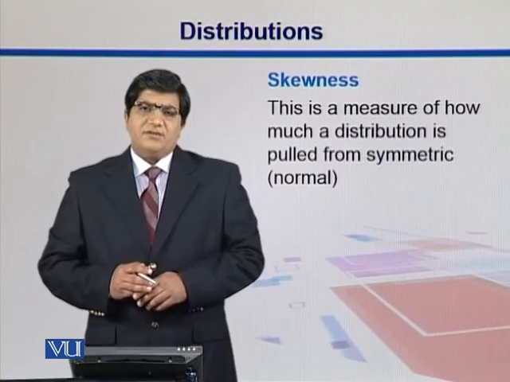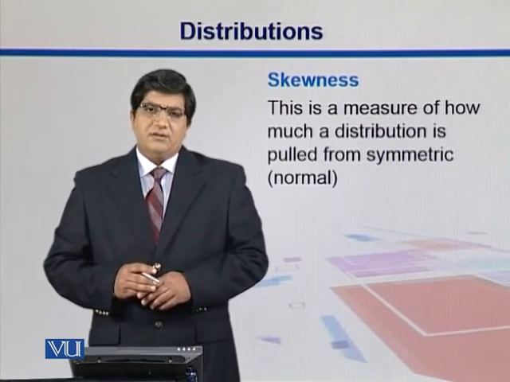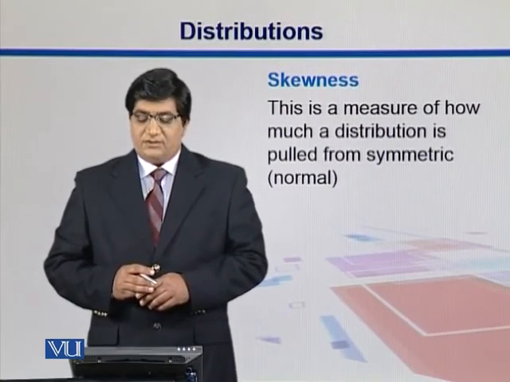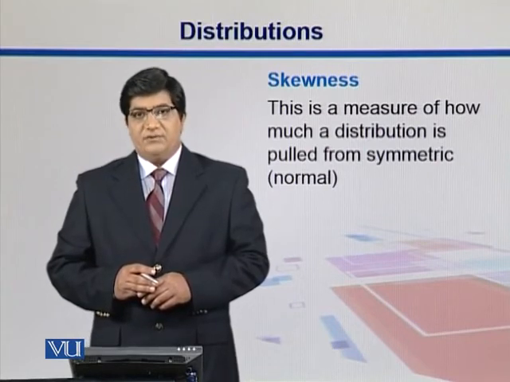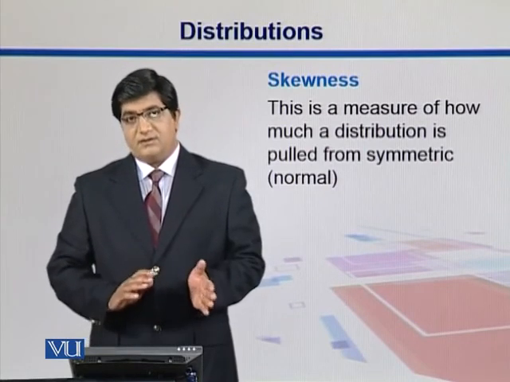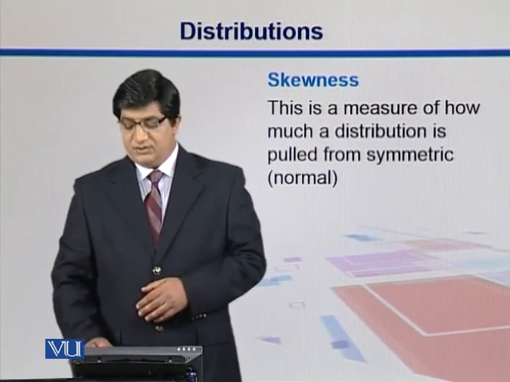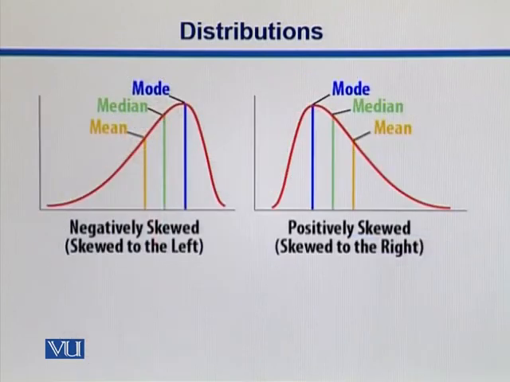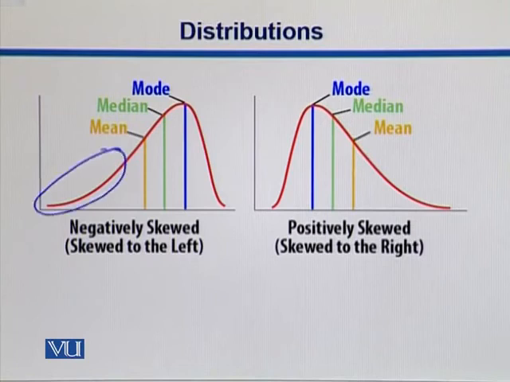Sometimes distributions are not perfectly normal. They are kind of skewed. So the concept that comes in here is skewness. Distributions are skewed or pulled from symmetric, from normal. So here we have negatively skewed or skewed to the left, where we can see this long tail. Whichever tail is pulled, we will use it as a measure to get that skewness.